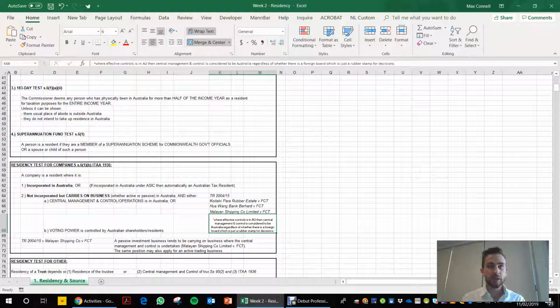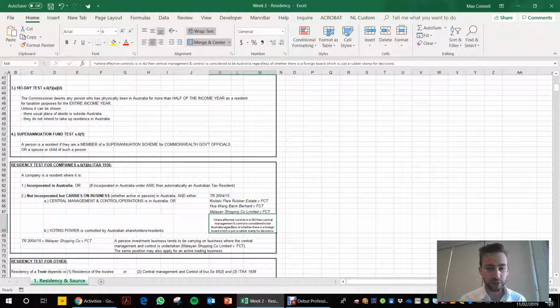So, for example, in the Apple example, they might have a board over there which puts a stamp on a capital investment in a certain store in Australia, etc. However, if management in Australia is actually driving the operational decisions, they're looking at KPIs here, they're talking to staff and hiring staff on the ground, then yes, the board and technical management is in the US. However, using the guidance set out by Malayan Shipping Co., effective controls is in Australia because they are the people actually running the business.